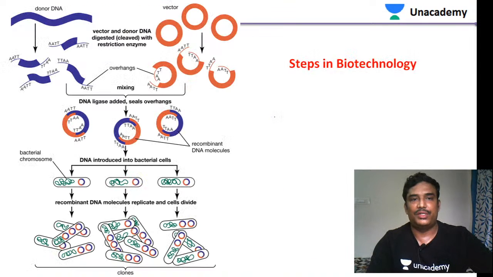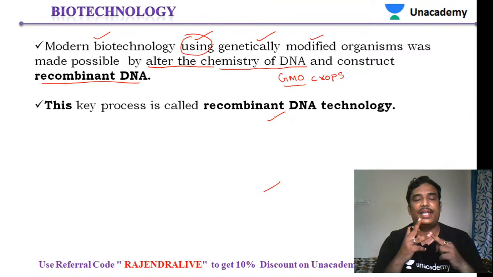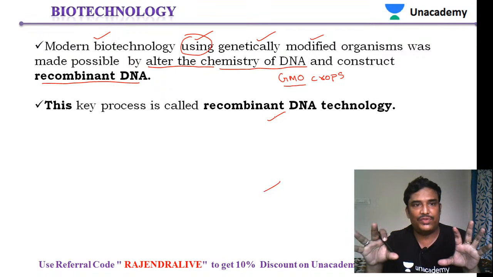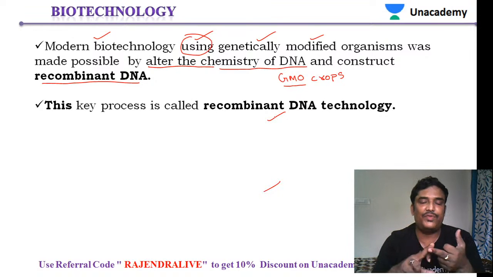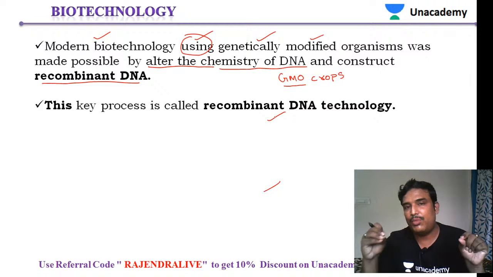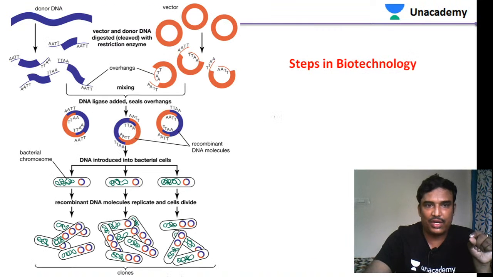Okay, let's continue, students. So finally, what is this recombinant DNA technology? It is nothing but altering the chemical structure of the DNA. Altering the chemical structure of DNA will produce a genetically modified organism. That genetically modified organism will certainly be helpful for human beings in day-to-day life. That is what is called recombinant DNA technology.